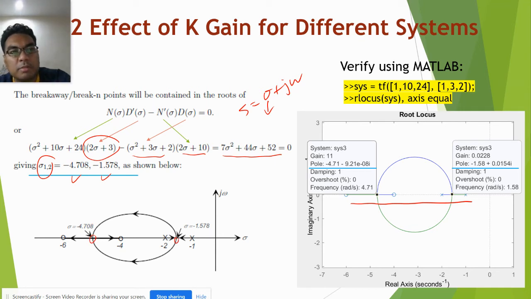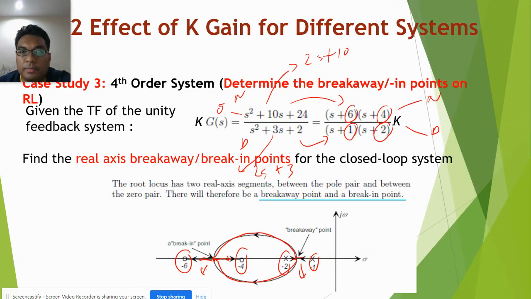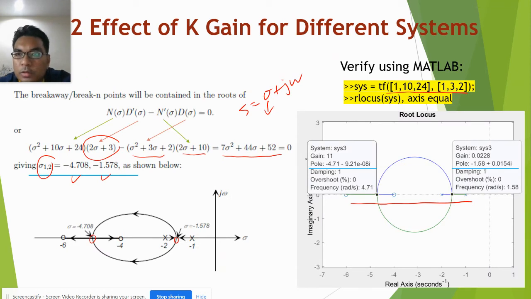So this is the manual calculation, but when you use the transfer function in MATLAB, you can verify it. The numerator is 1, 10 and 24, and the denominator is 1, 3 and 2. So you can have this plot. You can tap in the points at this one, and you get the values of 1.58 here and minus 4.71. So you can confirm this value is correct.